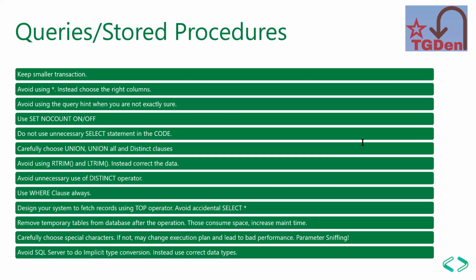Carefully choose the UNION, UNION ALL, and DISTINCT clauses. Between UNION and UNION ALL, there is a little difference. For example, you are trying to make a union between two tables, right? It will actually try to eliminate the duplicate entries. However, if you're using UNION ALL, it doesn't restrict whether you have duplicates. It will combine everything.